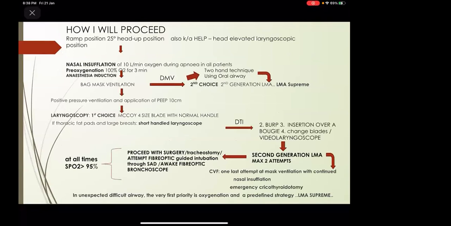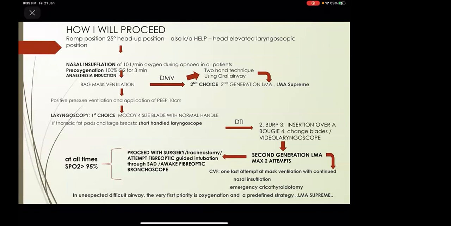Now, how will I proceed? In a RAMP position, also called the HELP position, with nasal insufflation in place, and after pre-oxygenation and induction, I'll do a bag mask ventilation. If there is difficulty in mask ventilation, I'll use the two-hand technique or an adequate oral airway. If still it's not possible to ventilate, I'll quickly use the LMA Supreme, which is available with us, as the second choice for ventilation. And then I'll apply PEEP throughout.